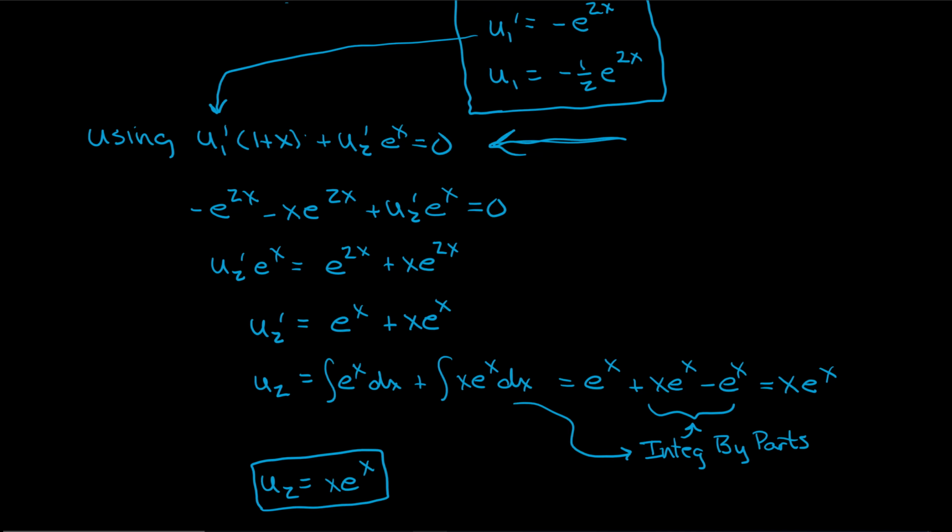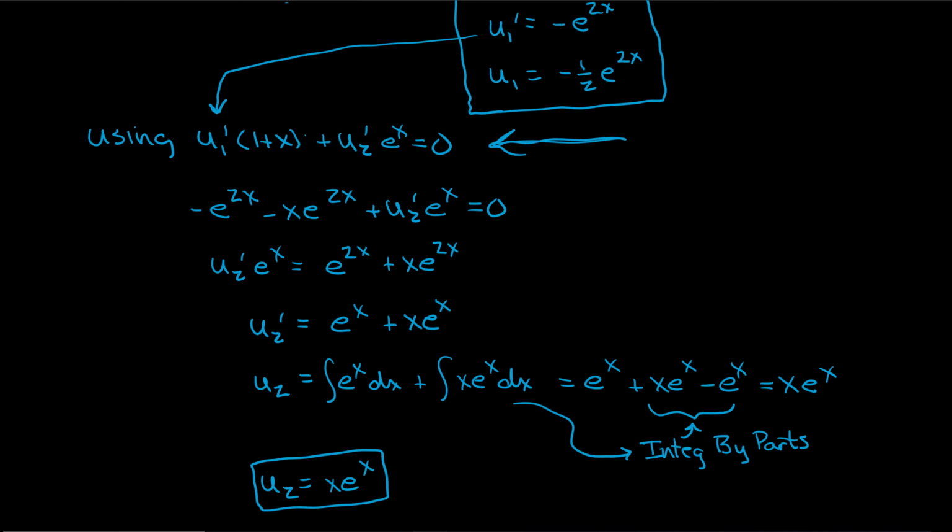Well, I'm going to first add the e to the 2x to both sides. Cancels on the left, and I've got an e to the 2x on the right side. Same thing for the x e to the x. So what we now have is u2 prime e to the x equals e to the 2x plus x e to the 2x. Be careful that the e to the x's do not cancel out. Notice the exponents. And what we're going to wind up with is e to the 2x divided by e to the x. That simplifies to be e to the x. We're going to have x e to the 2x divided by e to the x, which simplifies to give us x e to the x.